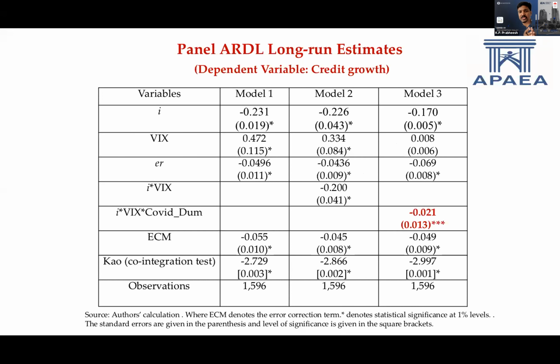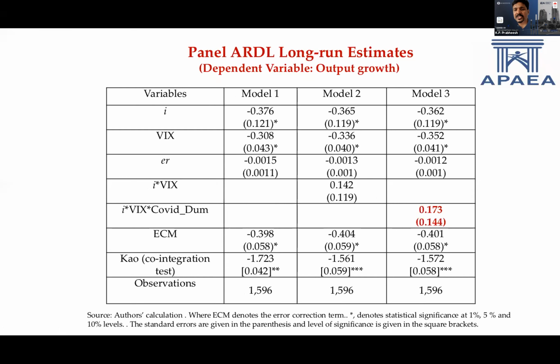If you look at output growth as well, the story is almost the same: we cannot find any significance related to the interaction variable. This is not statistically significant, indicating that the policy is not effective. So this again leads to weak monetary policy transmission during the period of COVID-19, especially in the presence of uncertainty, for both output growth and inflation.